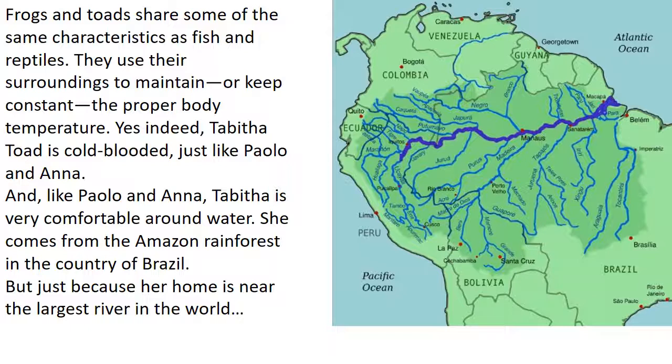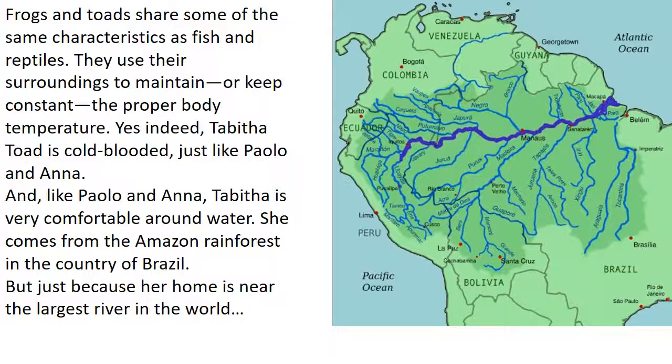Frogs and toads share some of the same characteristics as fish and reptiles. They use their surroundings to maintain or keep constant the proper body temperature. Yes, indeed, Tabitha Toad is cold-blooded, just like Paulo and Anna. And like Paulo and Anna, Tabitha is very comfortable around water.